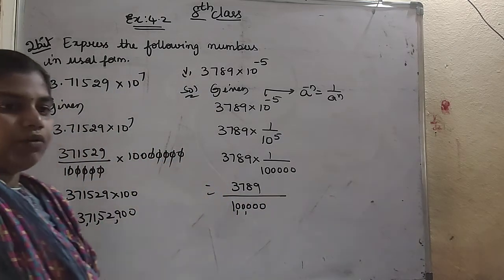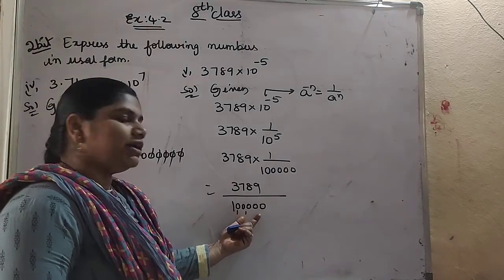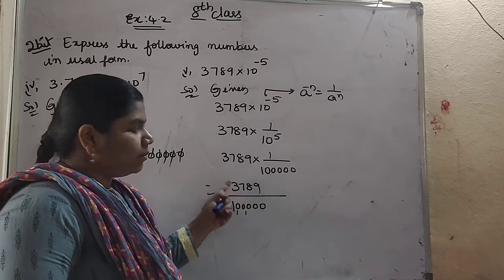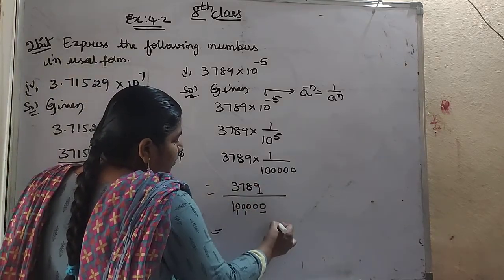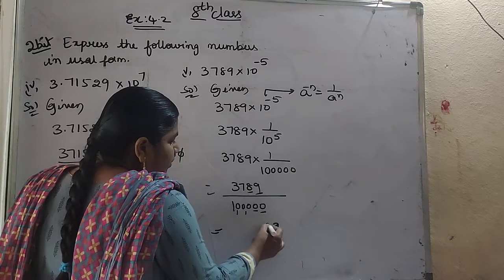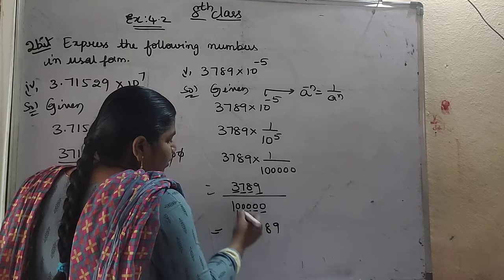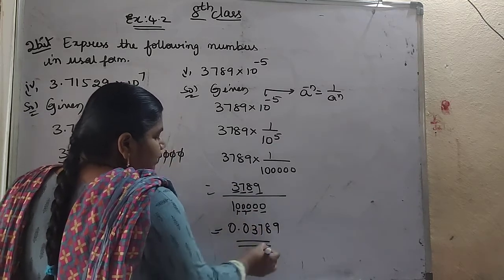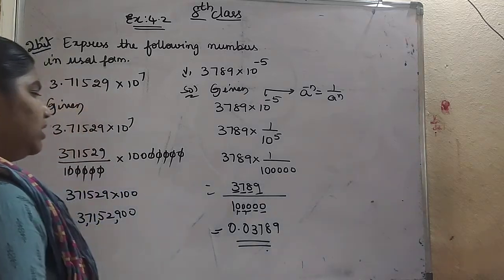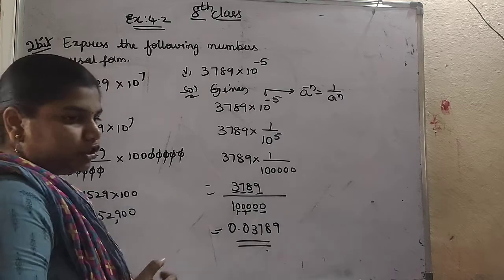Now we have to convert into a smaller number. How many zeros are there in the denominator? 5 zeros. So before 5 numbers you have to place a point. That is first zero, first number; second zero, second number; third zero, third number; fourth zero, fourth number; fifth zero, no number, so 0. So what is the answer? 0.03789 is our answer. So this is our fifth question.